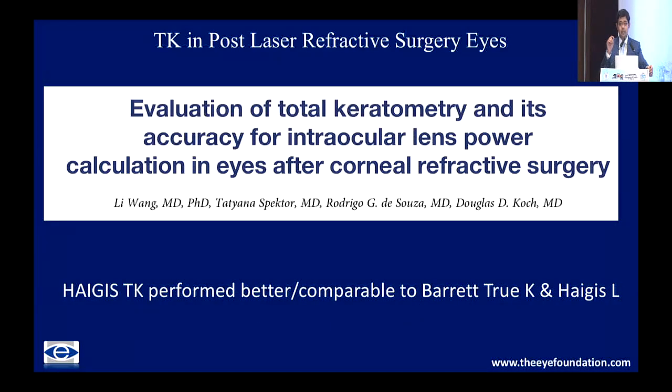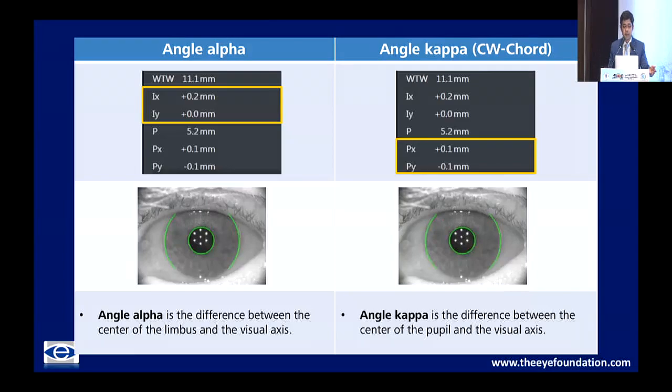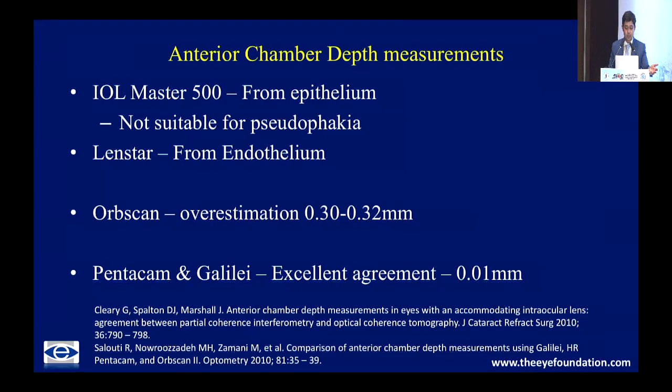And just to show that TK doesn't work just with one particular formula, even if you apply it to another formula like the Haigis TK, it still performs better than the regular Haigis-L or the regular Barrett True-K without taking in the total keratometry. So as a concept, it works, and it works even with different formulae. Additionally, you also have the angle alpha and angle kappa measurements, which are also very useful, especially when you're looking at premium IOL surgery.